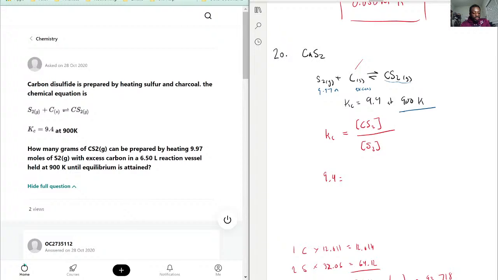So 6.5 liters was actually needed. Now we know it's going to be 9.97 moles in 6.5 liters, because we still need concentration. This is a good example of why we have the brackets here, because it's concentration, not moles over moles. So we have 9.97 divided by 6.5. Our real concentration is 1.53.